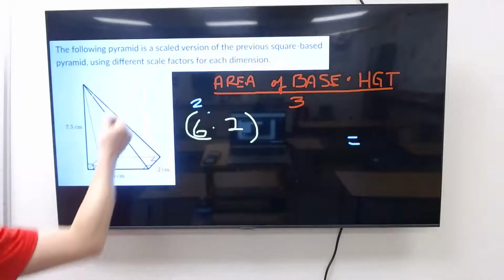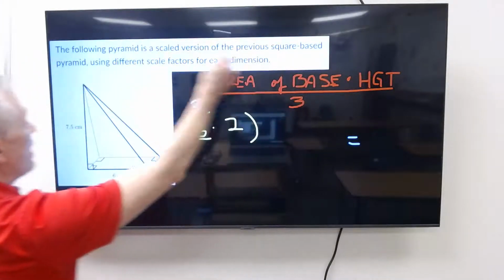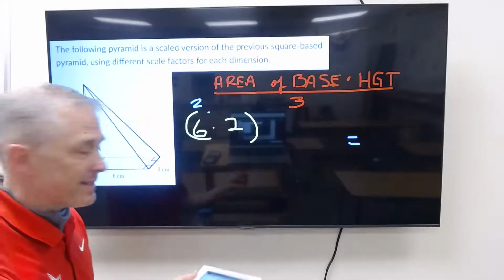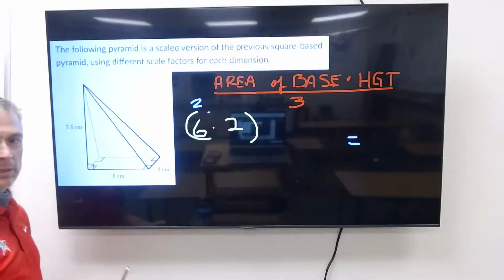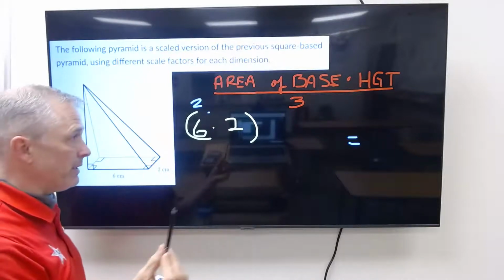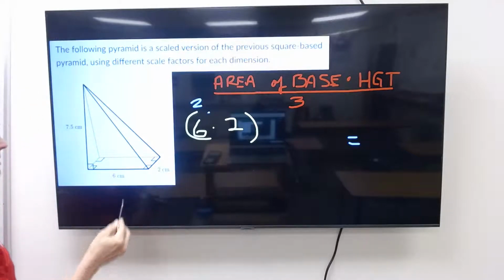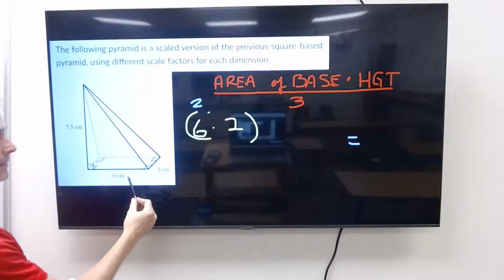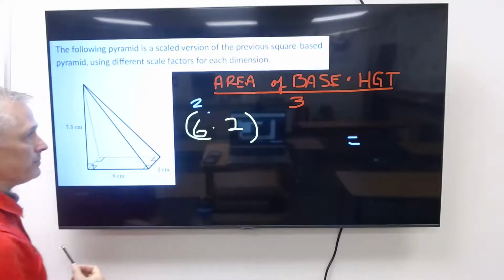All right, so the following pyramid is a scaled version of the previous square-based pyramid using different scale factors. Square-based, and then they give you a rectangle. That's a little frustrating, but at the same time, get over it. It's COVID. We just have to deal with everything. So the area of this base is just going to be length times width, 6 times 2.